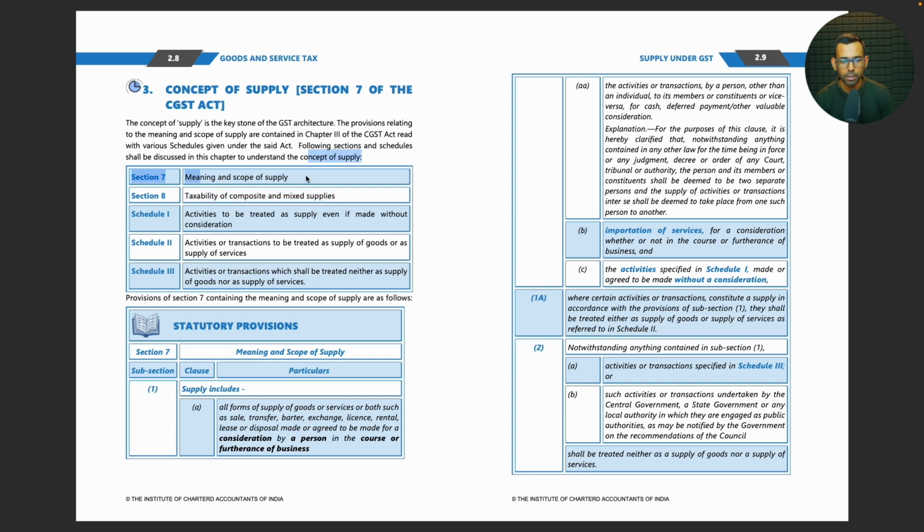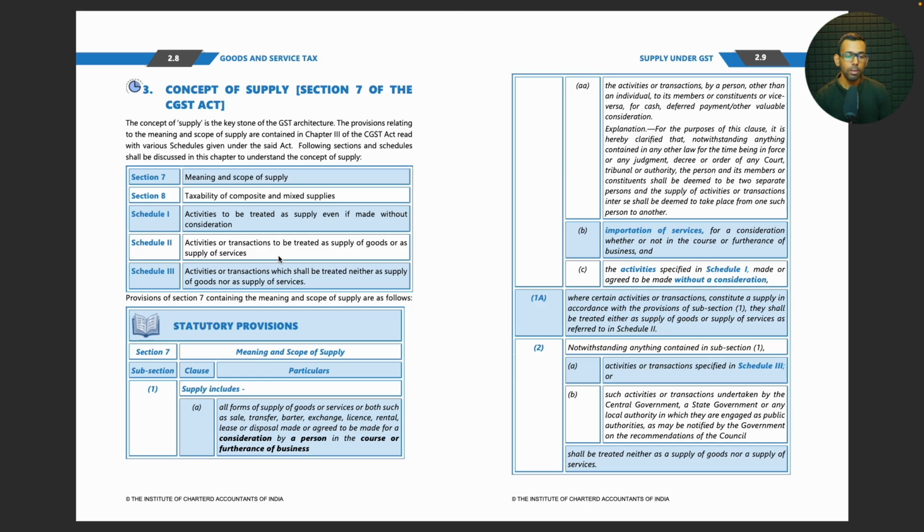Meaning and scope of supply is the basic charging section, and then you have Schedule 1, activities to be treated as supply even if made without consideration, like services to a related party, transfer between related persons, distinct persons, and so on. And then activities or transactions to be treated as supply of goods or supply of services, like gray area things, restaurant services, works contract, whether it should be treated as supply of goods or supply of services. That clarification is given in Schedule 2.